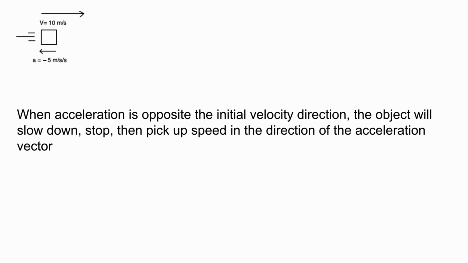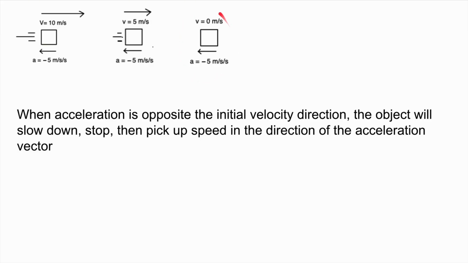So here I have an object that is initially traveling at 10 meters per second in the positive direction while experiencing an acceleration of negative 5 meters per second squared. All right, so what happens 1 second later? So if it's slowing down at negative 5 and it's going 10, 1 second later it's going to be going 5 meters per second in the positive direction while still accelerating at negative 5 meters per second squared. Now a second later, it's going to lose another 5 meters per second, and so it's going to be going 0.